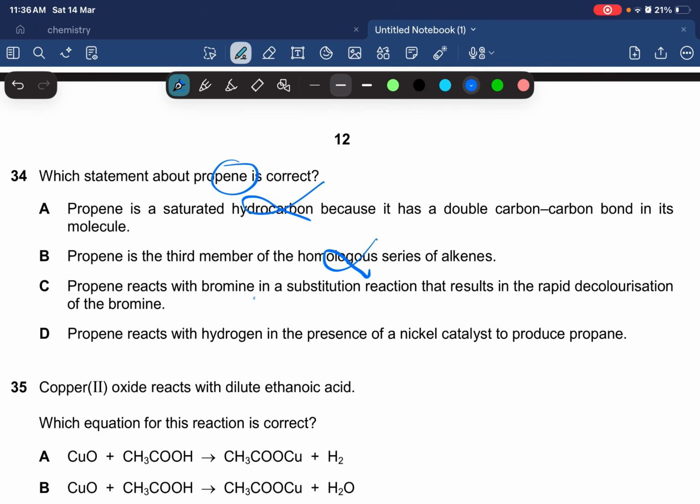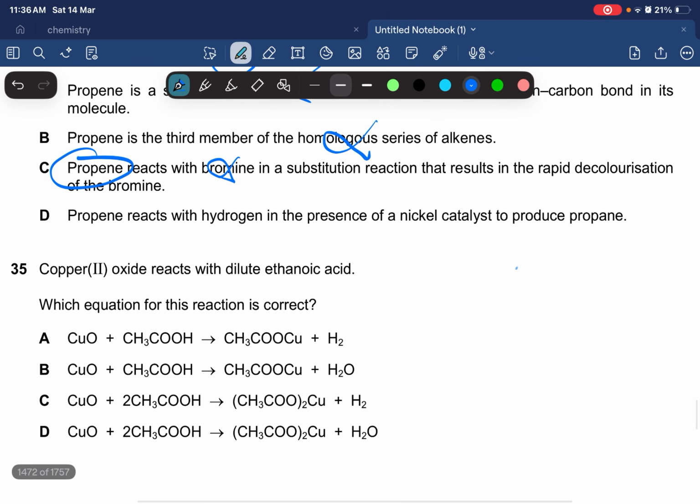Propene reacts with bromine in a substitution reaction known as addition. Because it's an alkene, it's going to give addition with bromine. Propene reacts with hydrogen in the presence of nickel catalyst to produce propane. Yeah. In an alkene, you add hydrogen, it's going to get saturated and form an alkane.